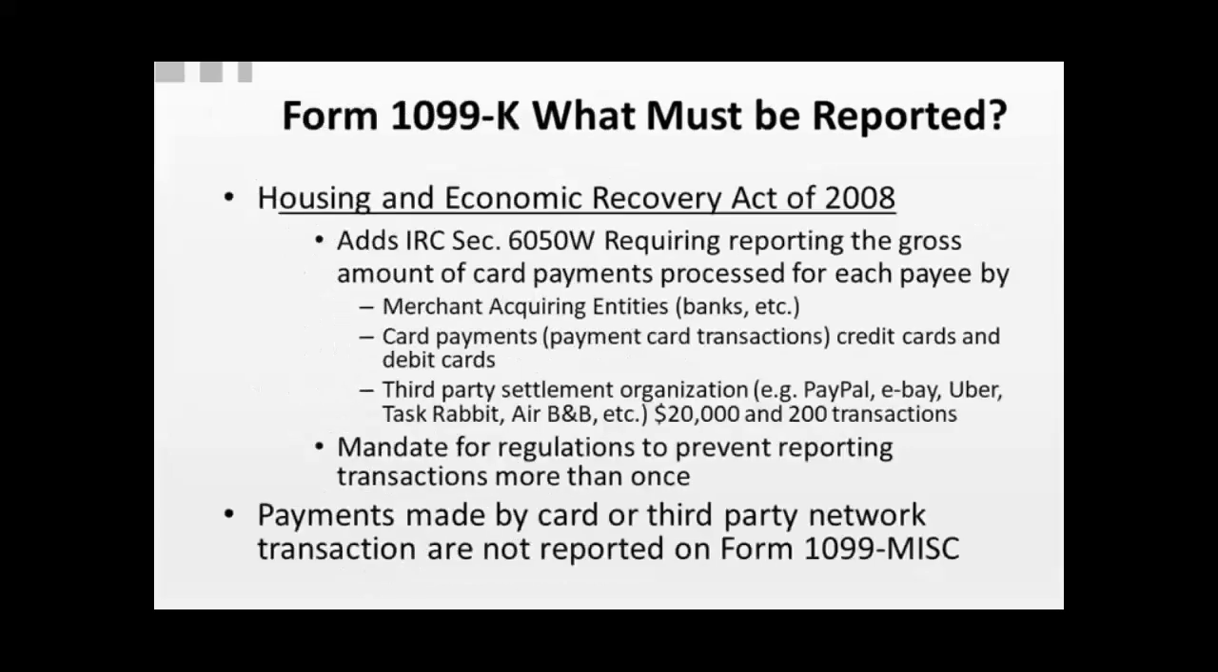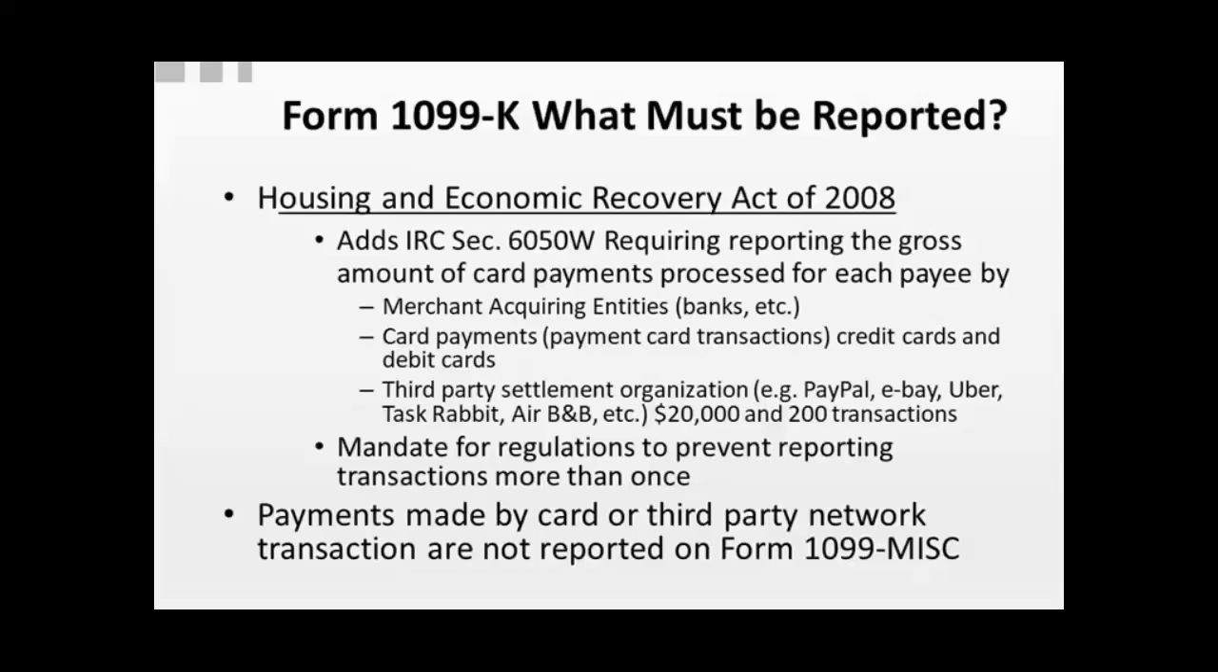Certain other payments do not have to be reported on a 1099 miscellaneous. Certain other types of reportable payments. These are payments under the 6050W from the Housing and Economic Recovery Act of 2008. And what this says is that it requires the reporting of the gross amount of card payments processed for each payee by the merchant acquiring entity, and that would be the bank or whoever issued the card or the card processing machine to the vendor, to the business.